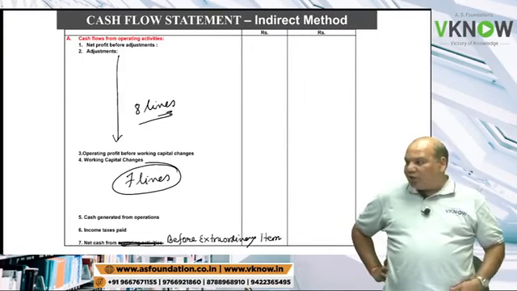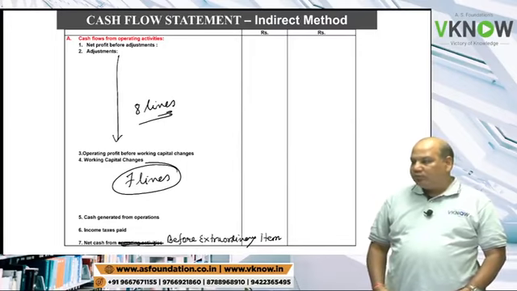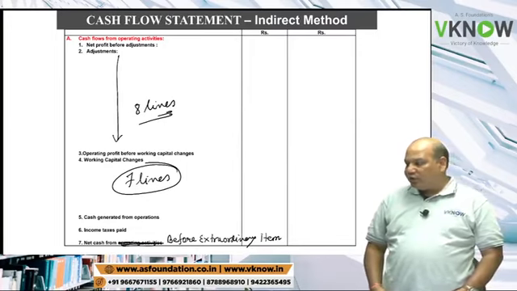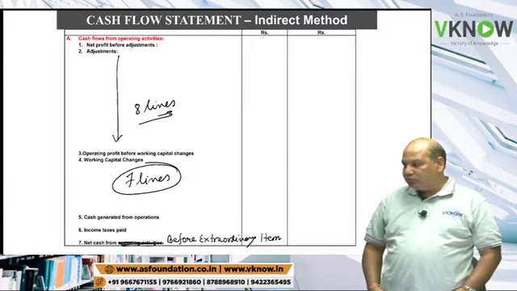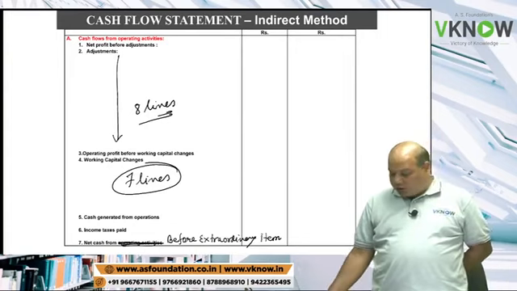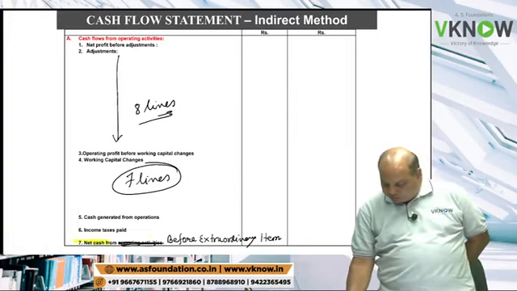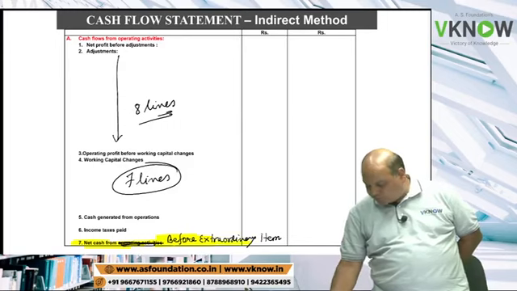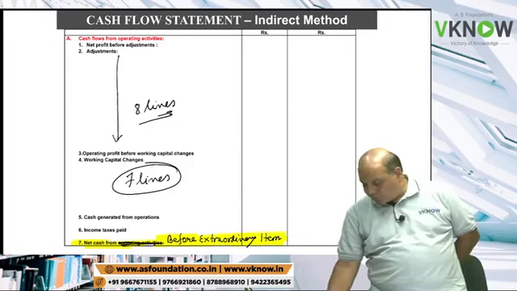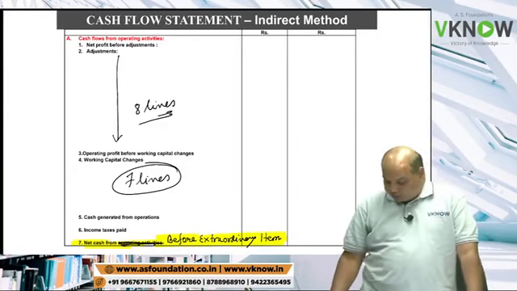Point number 6, write down income tax paid. Point number 7, net cash flow before extraordinary item.